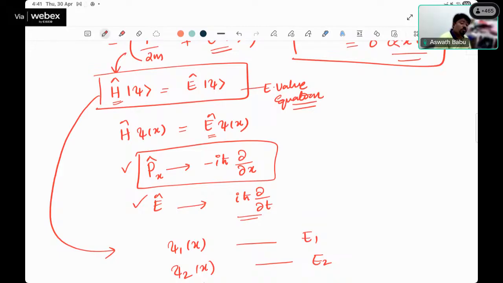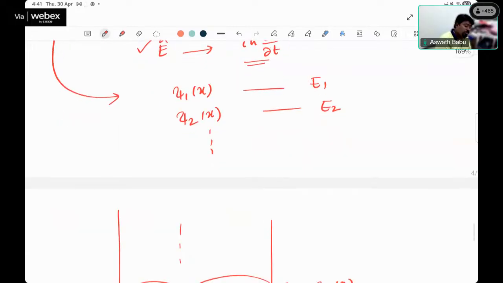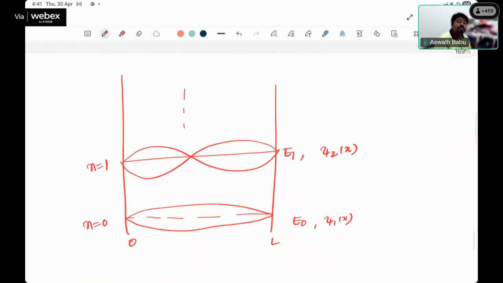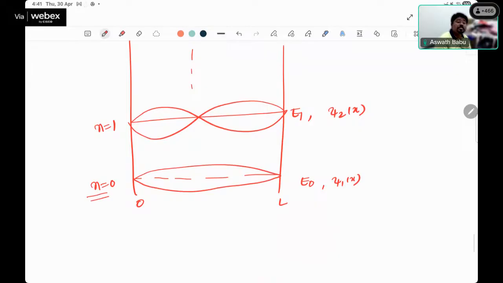Okay, what kind of multiple solutions? They are integer multiple solutions. So where n is that integer, n equal to 0 means ground state energy of the electron, n equal to 1 means excited state energy of the electron.